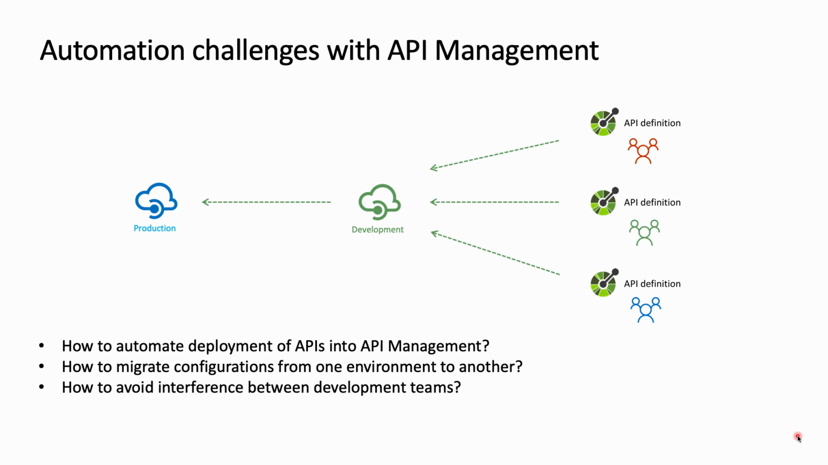And third, we know that an API management instance is often a shared asset between multiple API teams, and each of these teams is responsible for one or more APIs. So if multiple teams are making changes to a shared API management instance, how do we make sure that they do not step on each other? That's the third challenge.